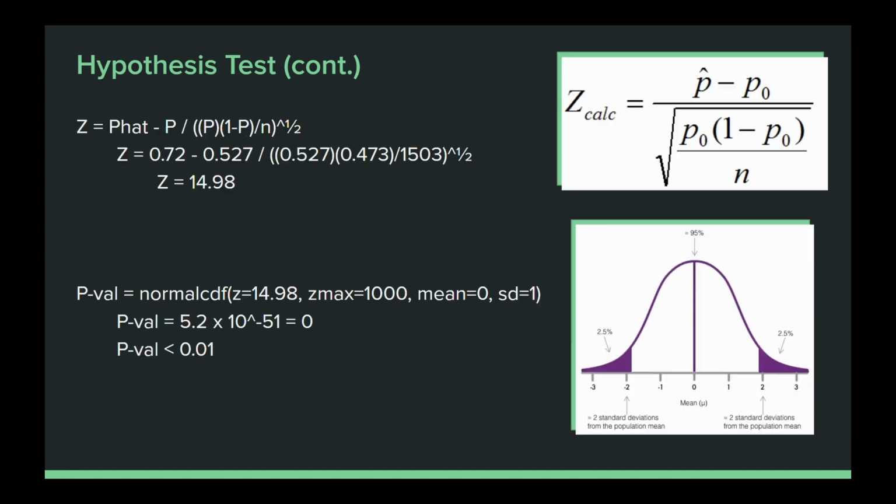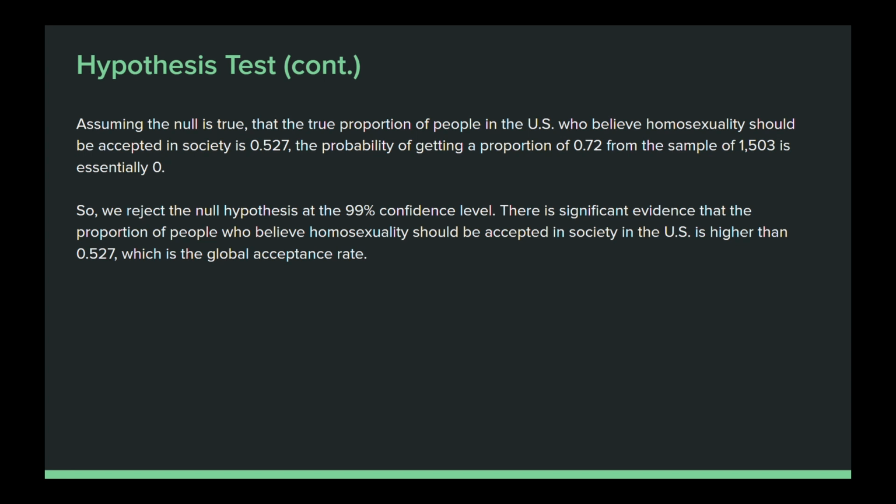So with the p-value of 0, which is less than the alpha level of 0.01, we can make our conclusion statement, which is that, assuming the null hypothesis is true, the true proportion of people in the United States who believe homosexuality should be accepted by society is 0.527. Well, the probability is basically 0 from a sample size of 1,503. So we reject the null hypothesis at the 99% confidence level and say that there is significant evidence that the proportion of people who believe homosexuality should be accepted in society in the United States is higher than 0.527, which is the global acceptance rate.